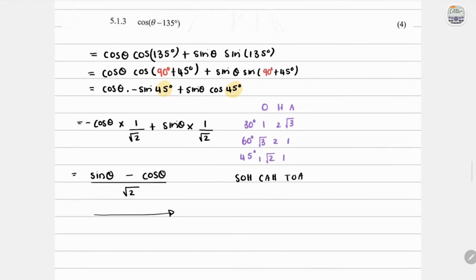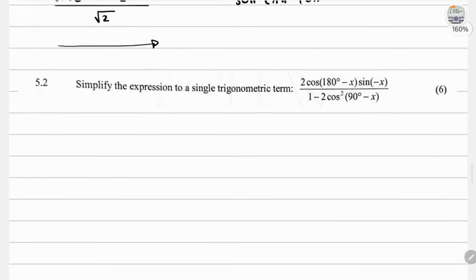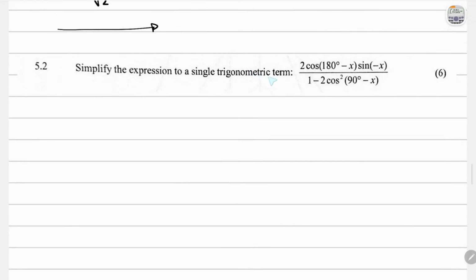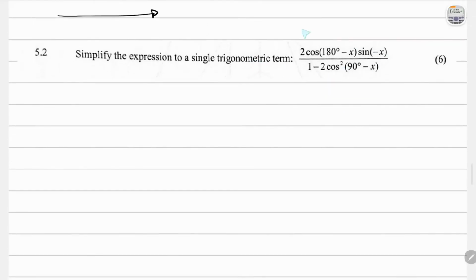Okay, moving on to the next question. The next question says, simplify the expression to a single trigonometric term, and we have this. So we can just rewrite that first.